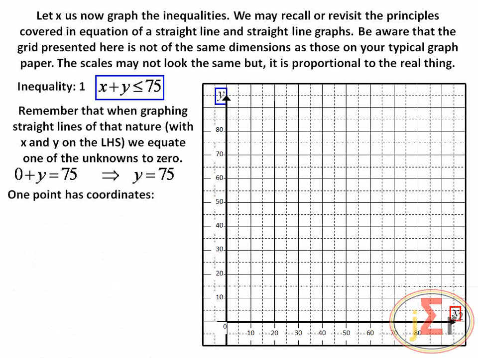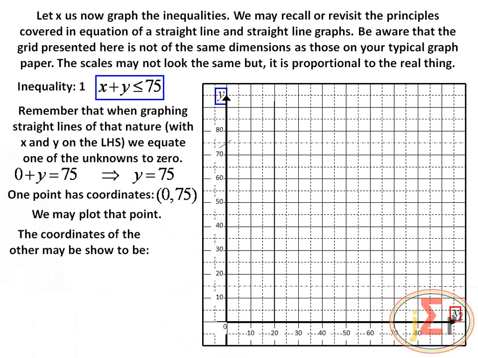One point has coordinates, the x part is 0 and the y part is 75. So we're going to plot that point. X is 0 and y is 75. The point will go right there.